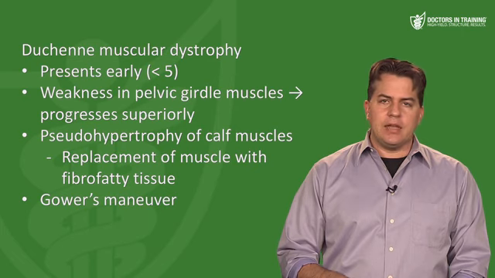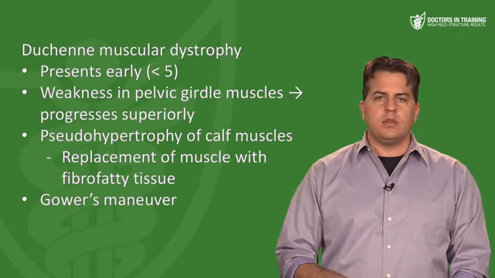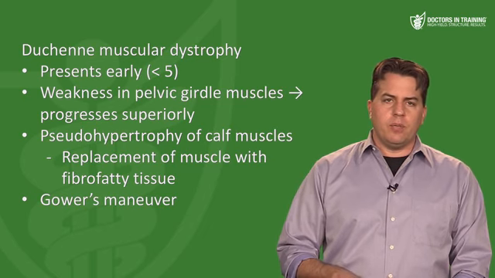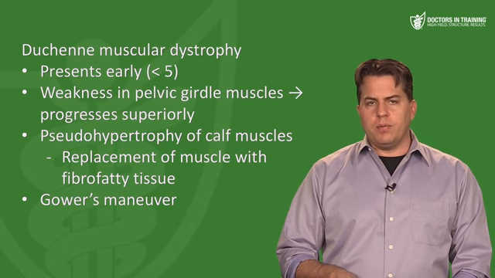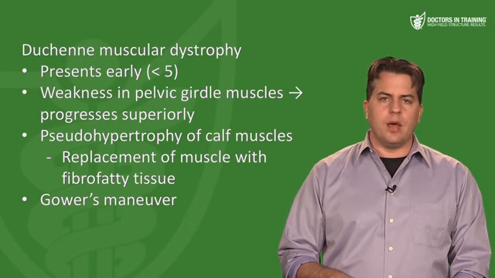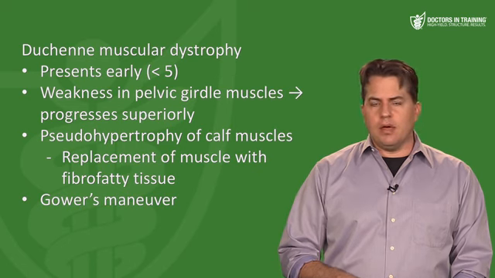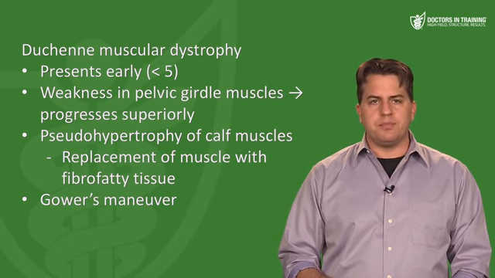These kids can't stand up from a squatting position because their proximal leg muscles are weak. So they get up off the floor by using their arms, and they walk their hands from the floor to their feet and then up their legs to stand up. You can find a lot of different YouTube videos that demonstrate Gower's maneuver if you've never seen it.